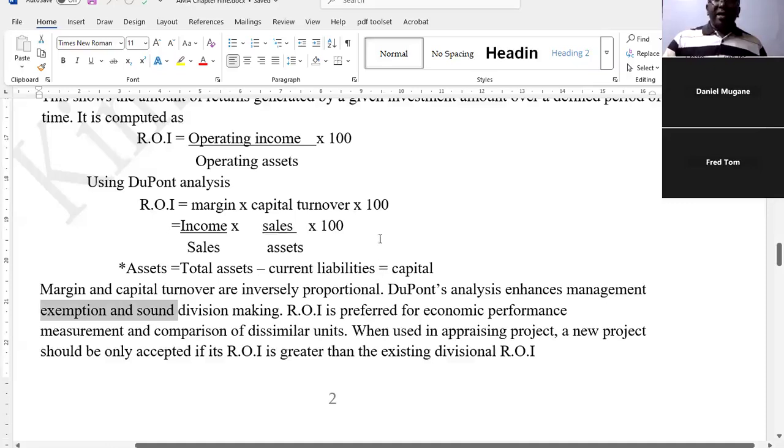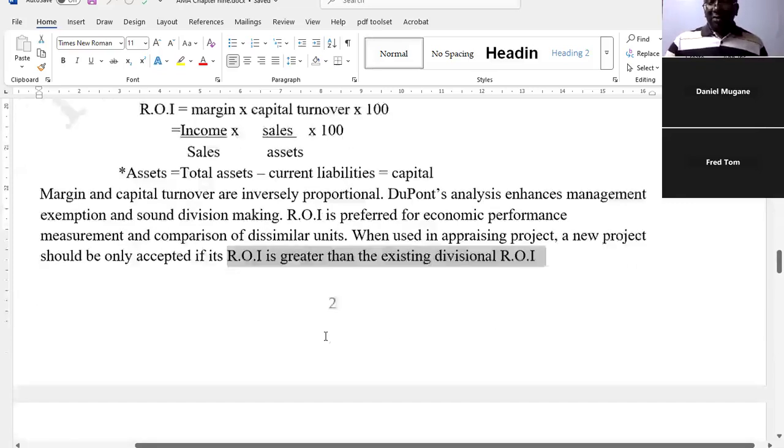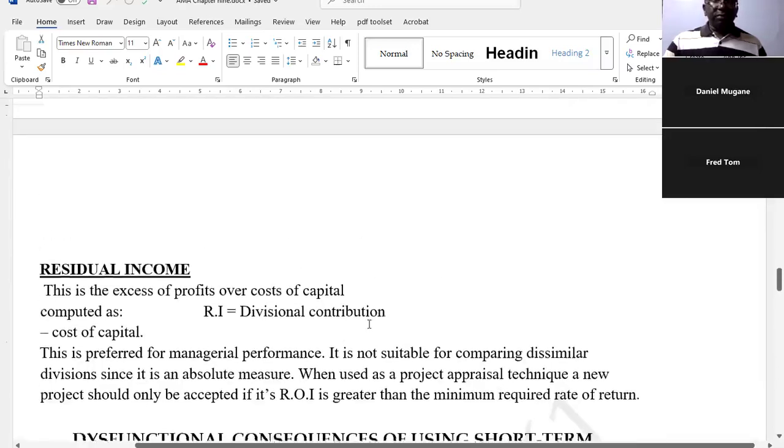Now, ROI is preferred for economic performance. And when you are appraising a project based on this, we should always take a project if the return on investment is greater than the existing ROI. We shall do a question on that.